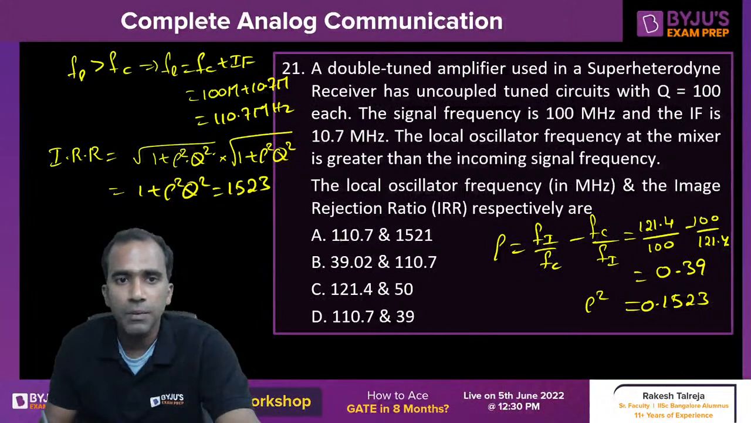So local oscillator frequency is 110.7. There are two options with 110.7. So 1521 is the closest number that we can get for image rejection ratio. So option A is the correct answer.